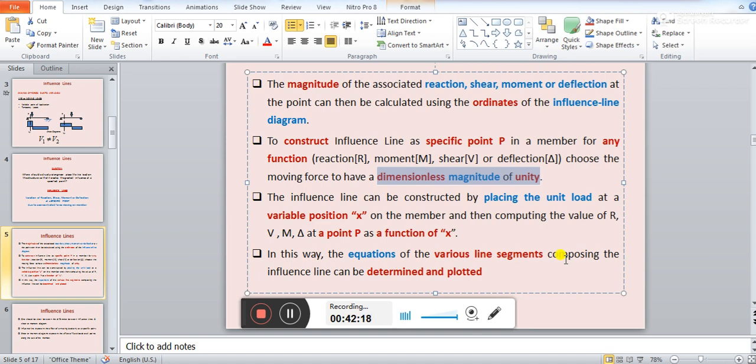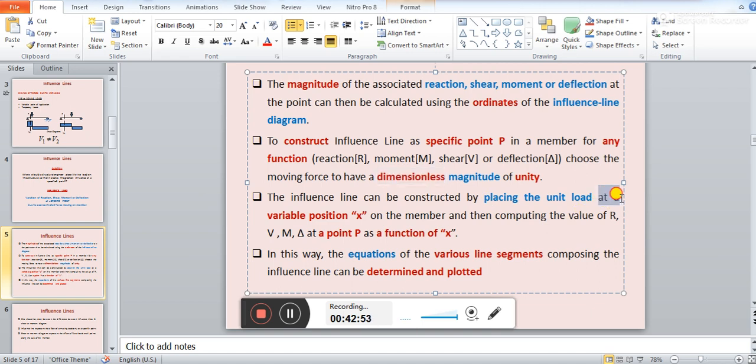Anyway, the influence line can thus be constructed. This line is very important. How do you construct it? You just place a unit load. What kind of unit load will you have to place? You will have to place a unit load with dimensionless unity. So you put a dimensionless unit load, and where will you put it?